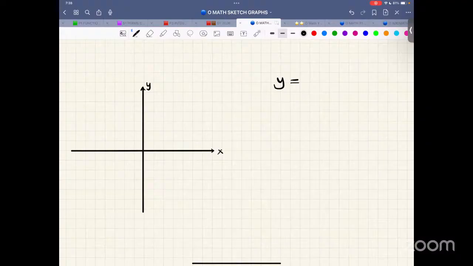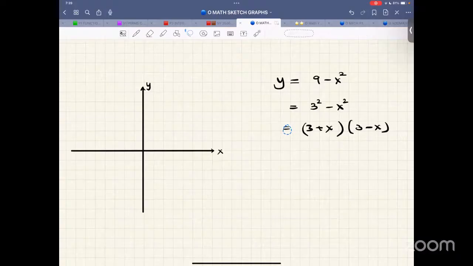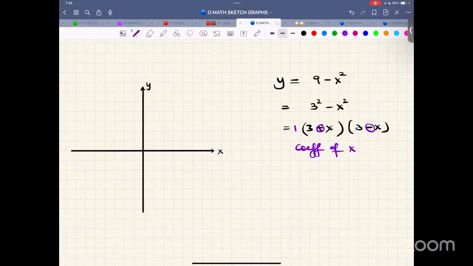Y is equal to 9 minus x squared. That is 3 squared minus x squared. That is 3 plus x, 3 minus x. So now over here, when I look on the outside, it's all peaceful. When I look on the outside, it's just a 1 over here. So do not decide on this. Decide on this. This is positive x. This is negative x. Therefore, the coefficient of x squared is negative.